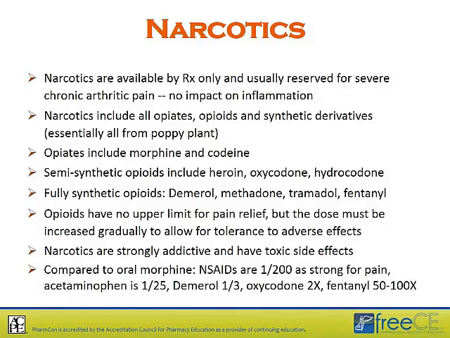In terms of their ability to relieve pain, compared to oral morphine, NSAIDs like ibuprofen are about 1/200th as strong for pain. Acetaminophen is about 1/25th as strong. Demerol, compared to morphine, is about 1/3 as strong. Oxycodone is actually stronger, about 2 times stronger than morphine. And fentanyl is between 50 to 100 times stronger than morphine for pain relief.